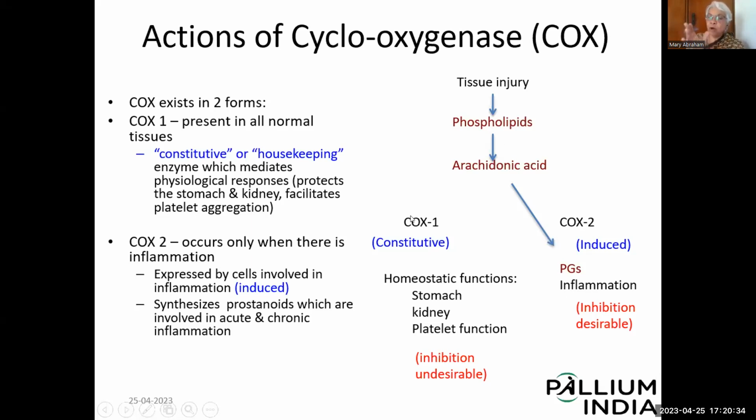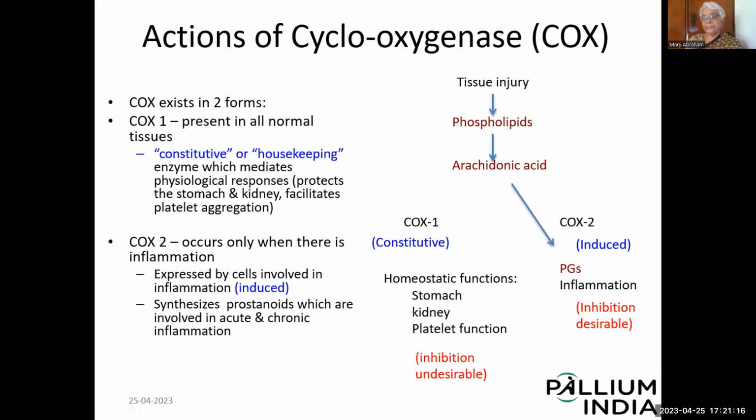Now, COX-1 is normally present in the human body. It is called the constitutive or the housekeeping enzyme, and mediates all the physiological responses like protection of the stomach mucous membrane, the kidney, and facilitates platelet aggregation. Okay. So this is a beneficial enzyme. But if you give an anti-inflammatory drug, because it inhibits COX, it is also inhibiting this, and that is why you have the undesirable effects. But because it is inhibiting the COX-2, it is decreasing the amount of prostaglandin that's released, and it causes that anti-inflammatory effect.